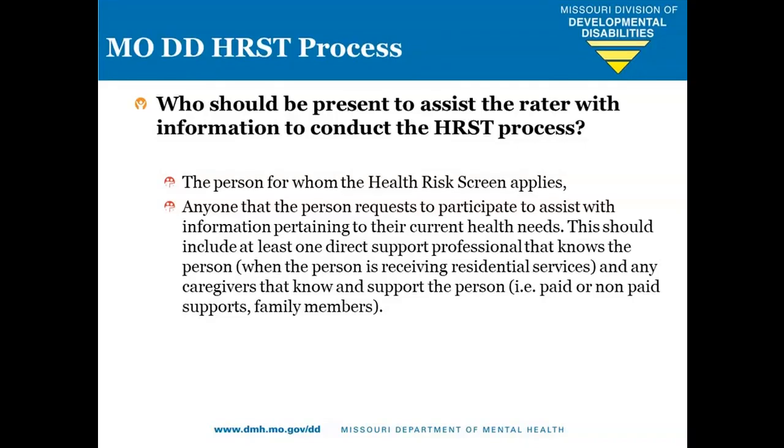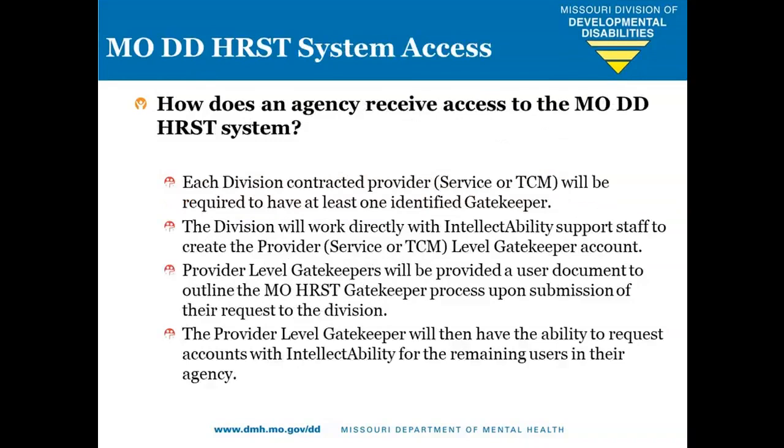Okay. Thank you, Leslie. How does an agency receive access to the MO DD HRST system? Each division, contracted provider, whether it be service provider or targeted case management, aka support coordinator, will be required to have at least one gatekeeper. The division will work directly with Intellectability, which is the company who created the HRST screening tool and is contracted to be our support with the MO DD HRST process. The division will work directly with Intellectability support staff to create the provider level gatekeeper account. Provider level gatekeepers will be provided a user document to outline the MO HRST gatekeeper process upon submission of their request to the division. The provider level gatekeeper will then have the ability to request accounts with Intellectability for the remaining users in their agency.